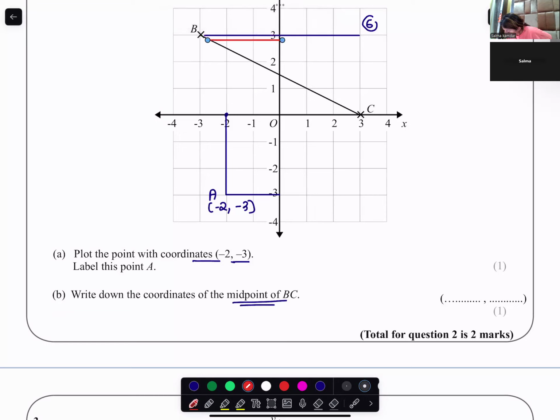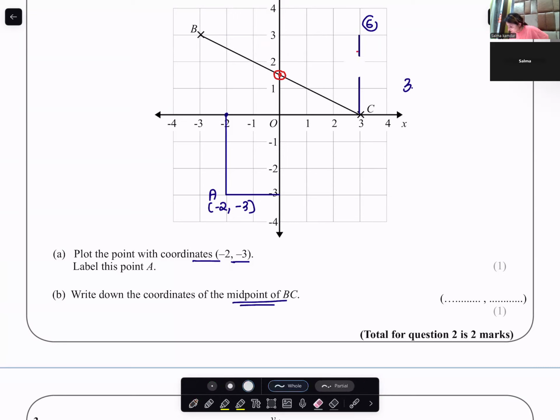Draw the vertical line from B to C, 1 2 and 3. Half of it would be 1.5. So 1.5, this is 1 and then 0.5. So it would be here. So this is the midpoint of line BC. Now I will erase this. I've got the midpoint. I have to find the coordinates of the midpoint.